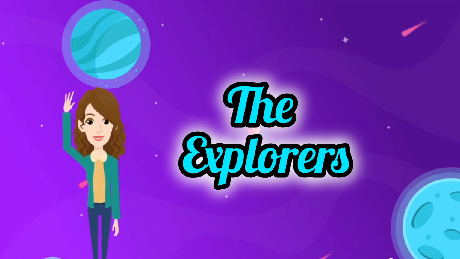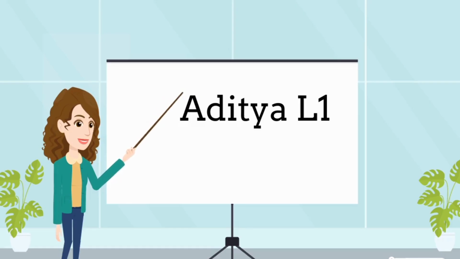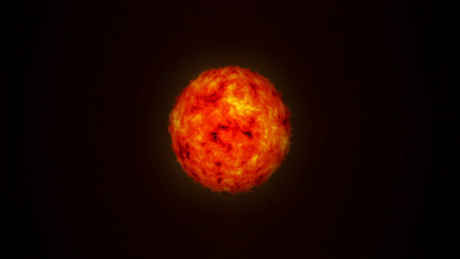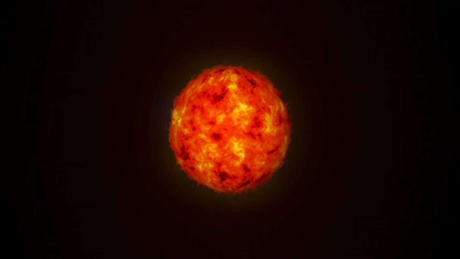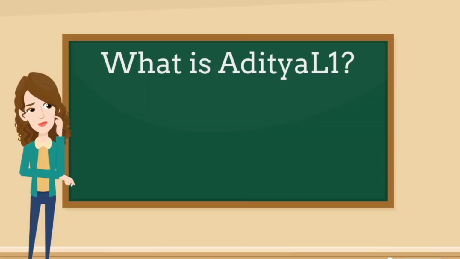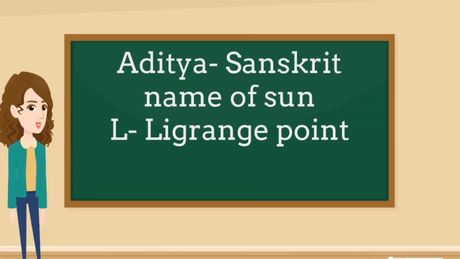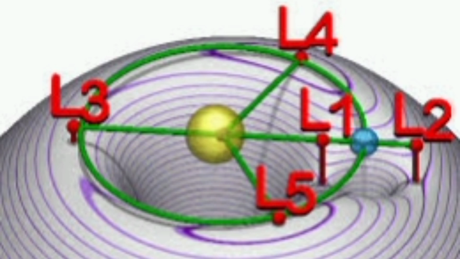Today we are going to discuss ISRO's space mission Aditya L1, which is going to study the sun and will help us to know more about the sun. So let's firstly understand what is the meaning of Aditya and what is the meaning of L1. Aditya is a Sanskrit name for sun. But what is L1? L1 means Lagrange point. But what is Lagrange point? We will see this, but later in this video.